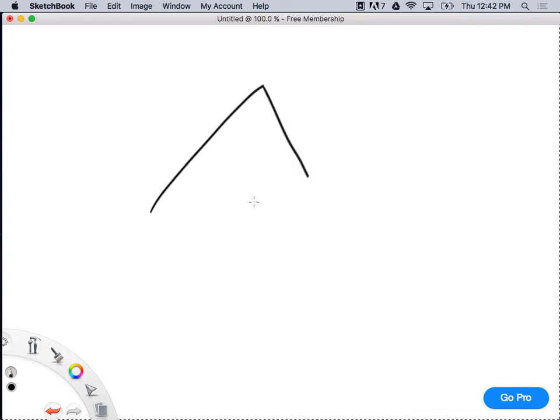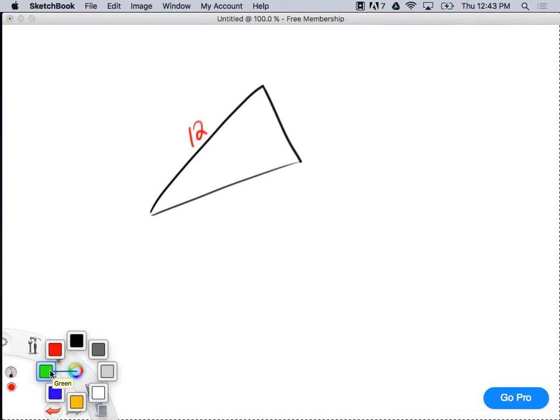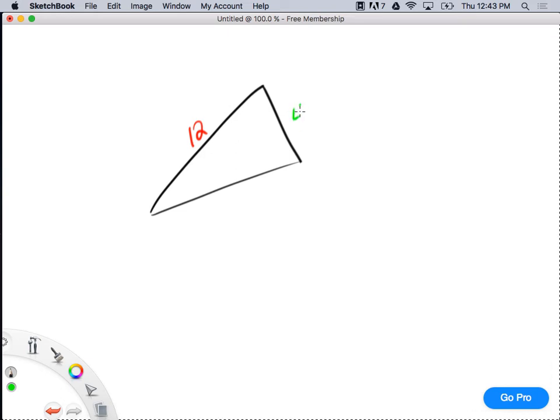So let's draw this triangle here. Let's say, guys, that this side here is 12. This side here is 4. And this side here is 8. Okay?